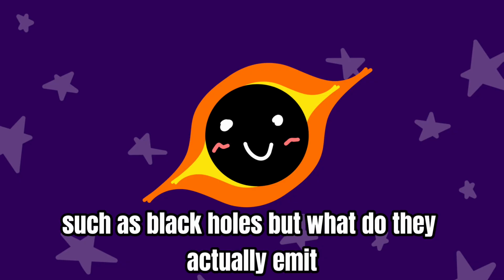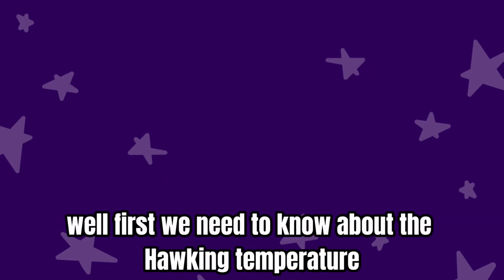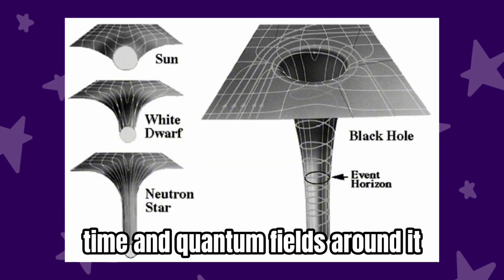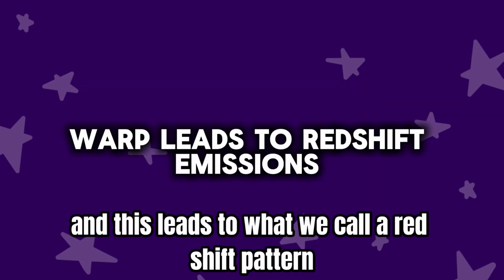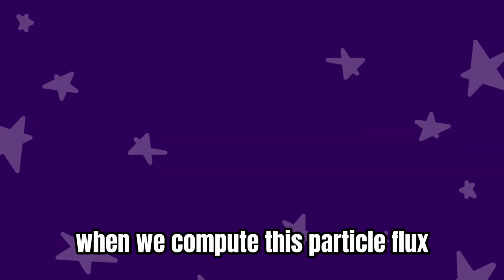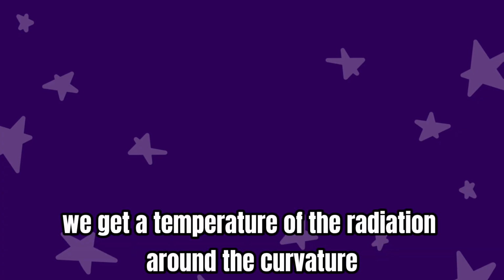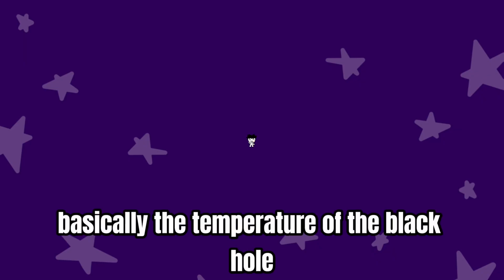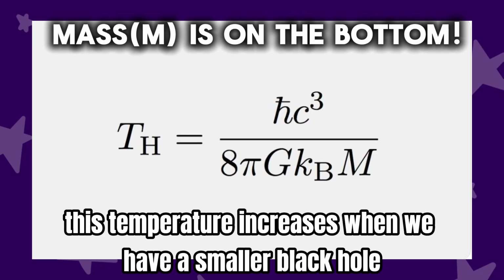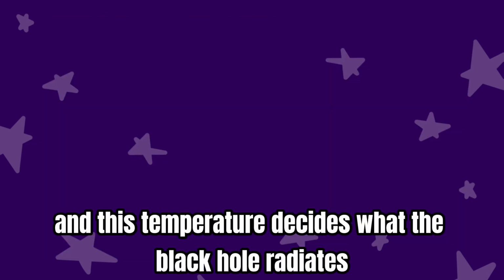But what do they actually emit? Well, first we need to know about the Hawking temperature. We now know that black holes warp space-time and quantum fields around it, and this leads to what we call a redshift pattern. This pattern produces thermal radiation. When we compute this particle flux, we get a temperature of the radiation around the curvature of the black hole. Basically the temperature of the black hole. This temperature increases when we have a smaller black hole, and this temperature decides what the black hole radiates.